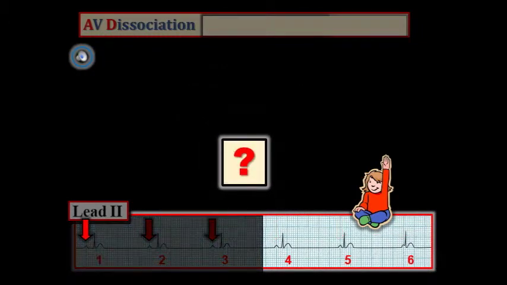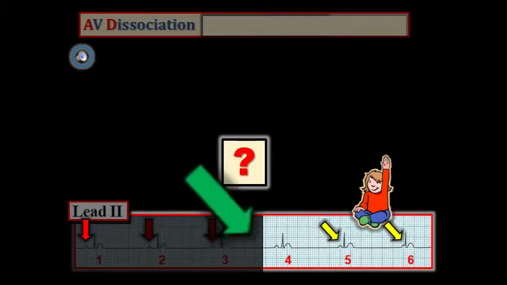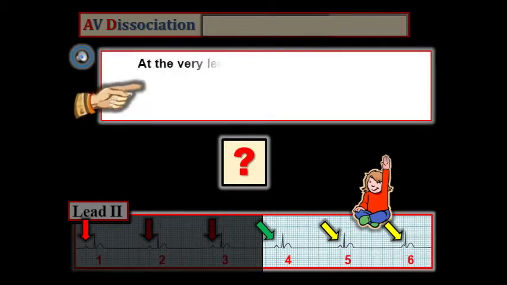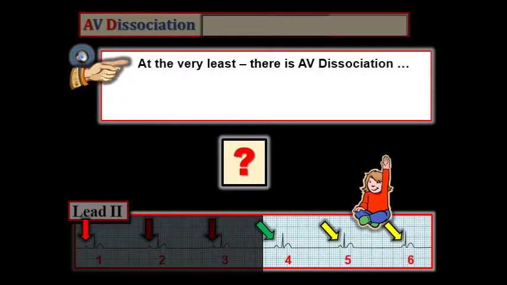Look at the last 3 beats on the tracing. Is the P wave still conducting for beats number 4, 5, and 6? We can definitely say that the PR interval preceding beats 5 and 6 is too short to conduct, yellow arrows. It is probably also too short to conduct beat number 4, green arrow. At the very least, there is transient AV dissociation.